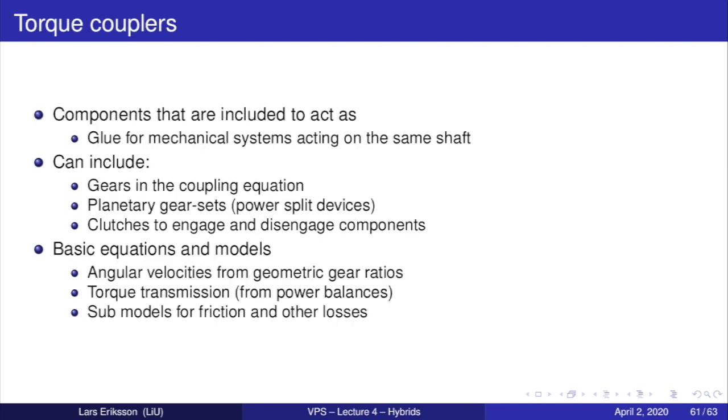We also have torque couplers like mechanical glue components, and these can include gears. We can have gear sets that decouple the angular velocities from each other. We can have planetary gear sets as in the Toyota Prius. We can have clutches to engage and disengage components. The basic equations and models for these is that we're working with angular velocities that we extract from the geometric gear ratios. And we have torque transmission that we get from a combination of the previous angular velocities and from the power balance over the device. Then we can add submodels for friction and other losses in the component.